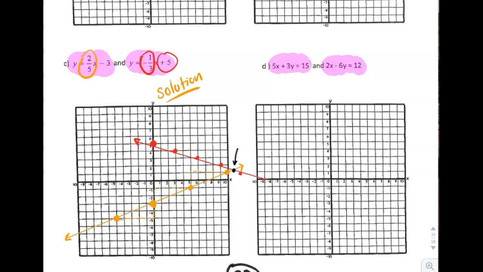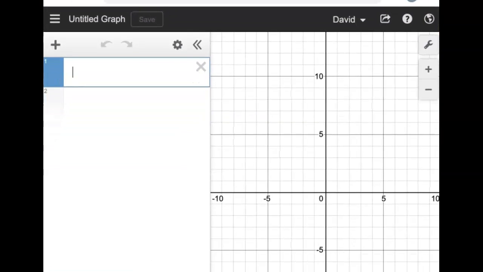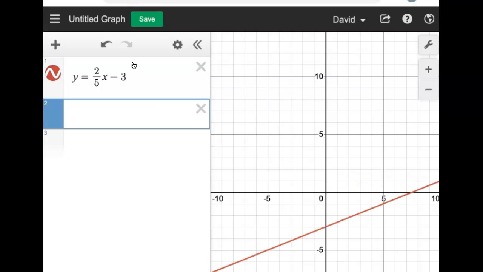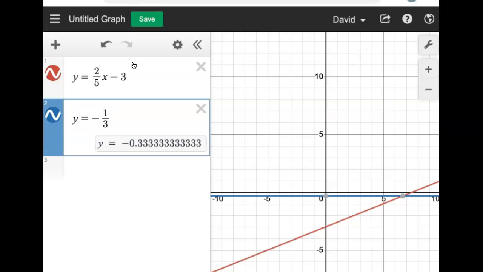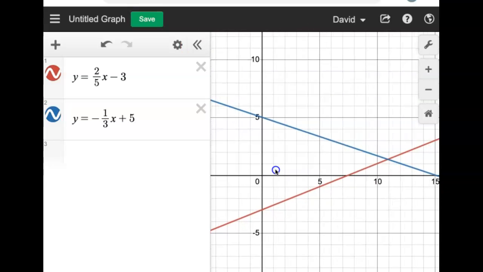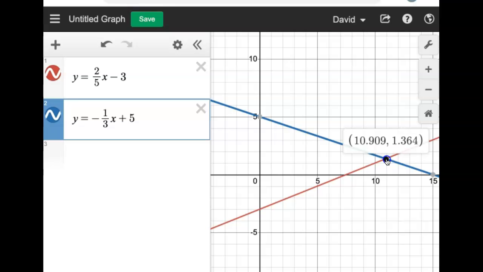So let's try this. I'm going to bring up Desmos.com, which we've used a couple of times now, and I'm going to type in y equals 2/5 x minus 3, and I'm going to type in y equals -1/3 x plus 5. And you can see the same thing happen. There was my intersection right there, so almost 11 comma 1.3-ish.